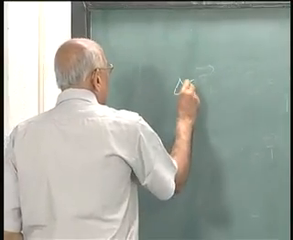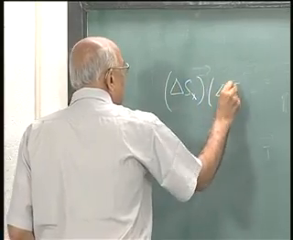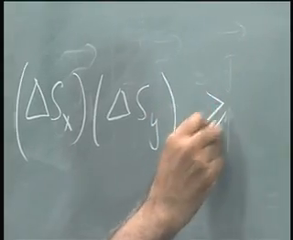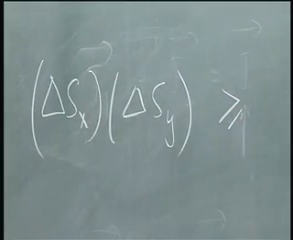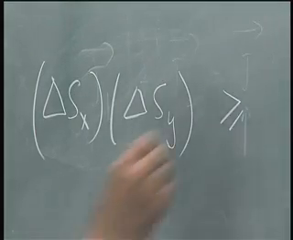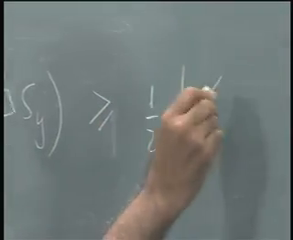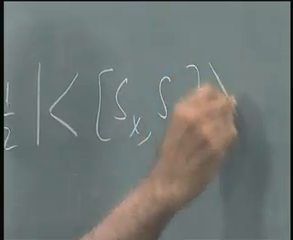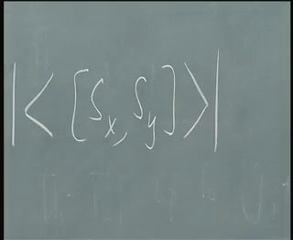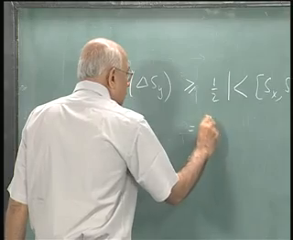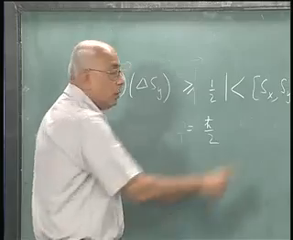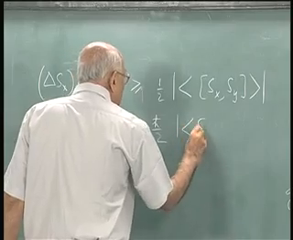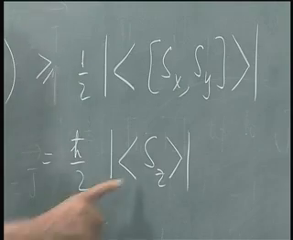We would like to find out what is delta Sx delta Sy in any arbitrary state. Remember that the uncertainty principle says that this is greater than or equal to 1/2 the modulus of the commutator of Sx with Sy. But this is equal to h cross over 2, this is i h cross Sz times the expectation value of Sz in an arbitrary state.